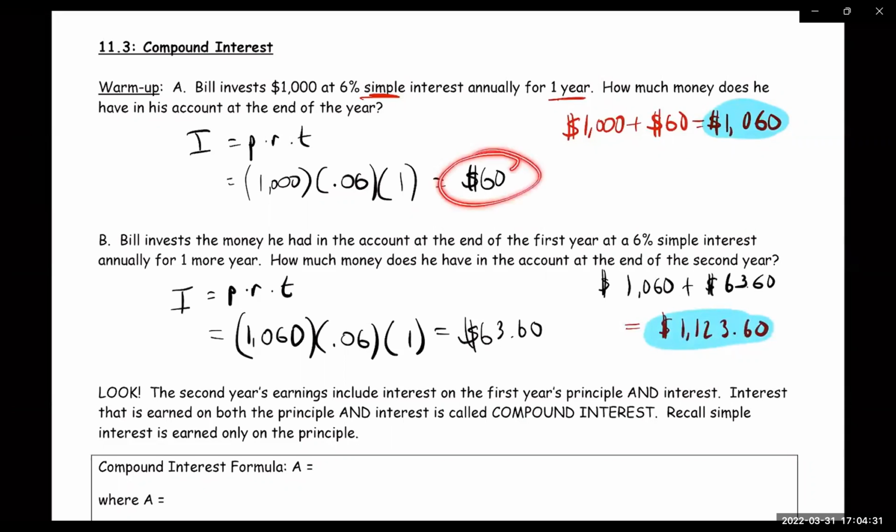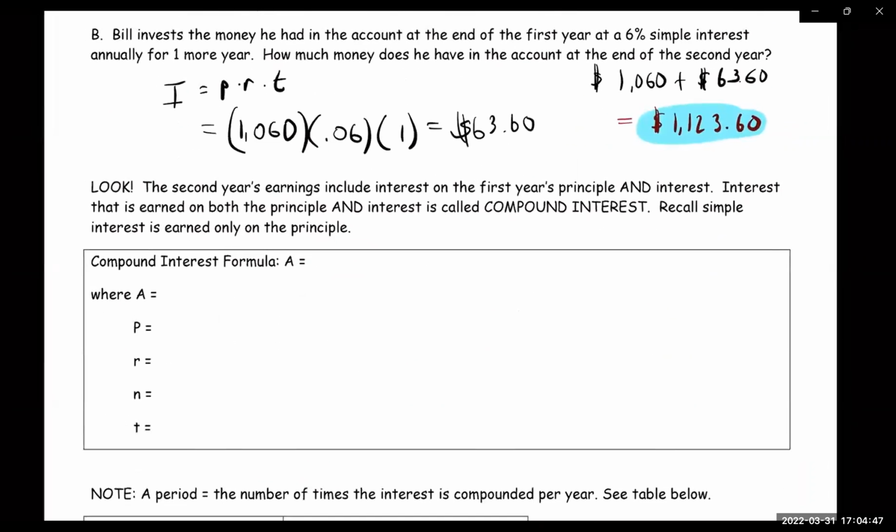So that's what compounding interest does. It doesn't just double the simple interest. It takes into account the new principal amount, and then it does a calculation on that. And so it gives you a little bit more money that way. So that's what the formula is going to do. The formula looks a little bit complicated. Here it is.